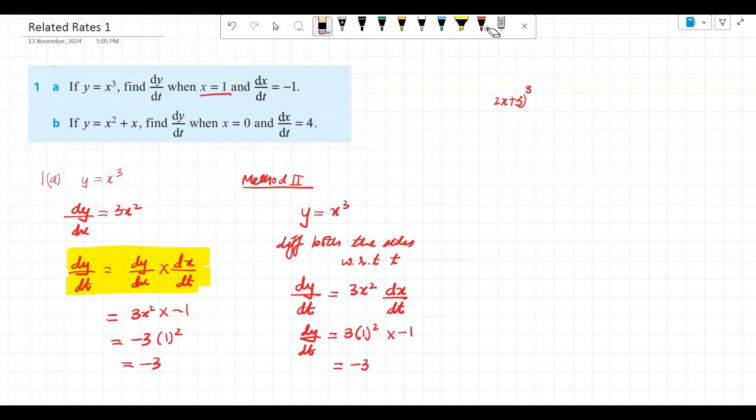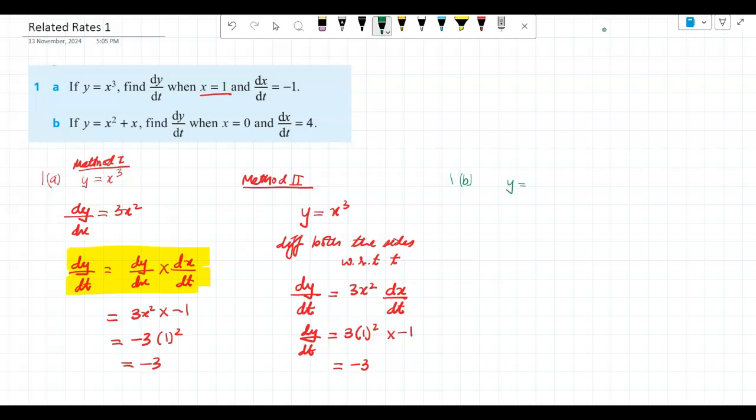So these are the two methods in which you can approach. Either you can do method 1, in which you find dy by dx and then apply the formula, or directly you differentiate with respect to time. I prefer method 2 because it's much faster. But don't forget the chain rule. So try 1b. You've done using method 1. Let me show you method 2.